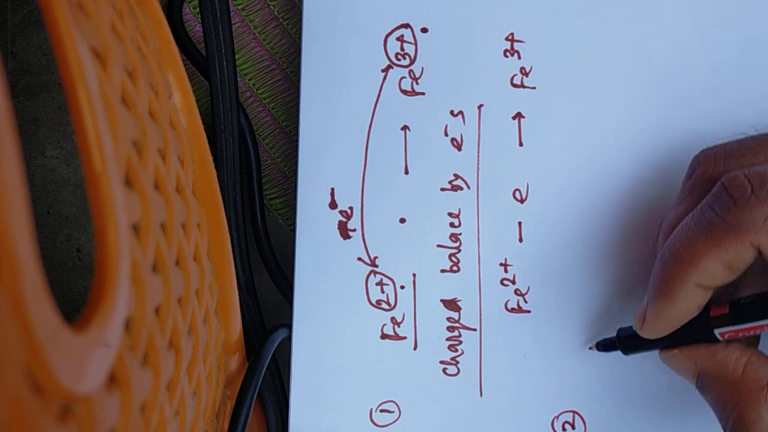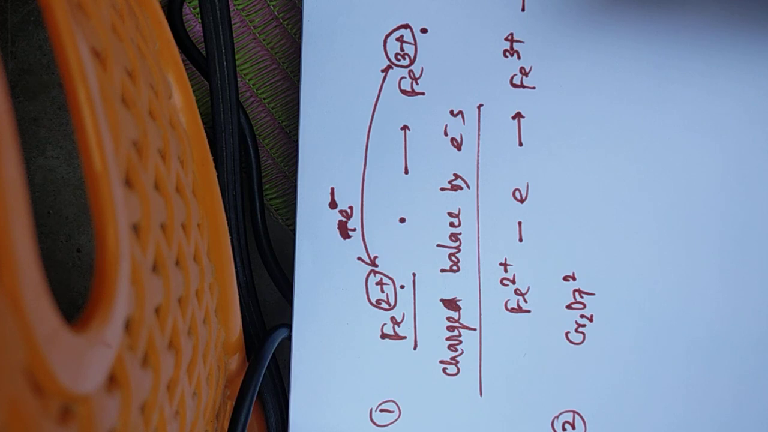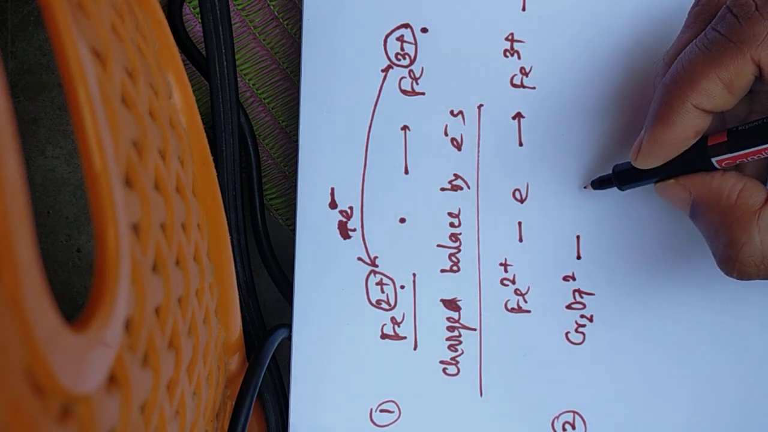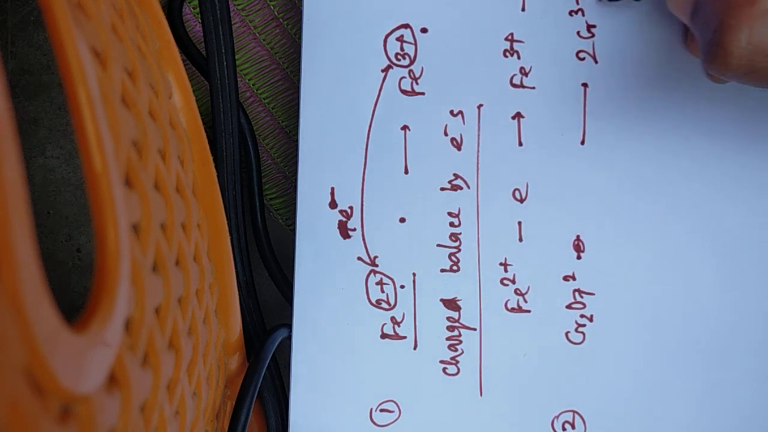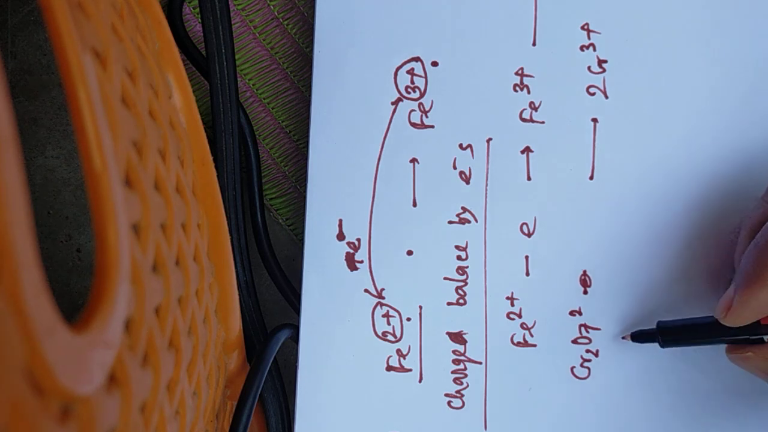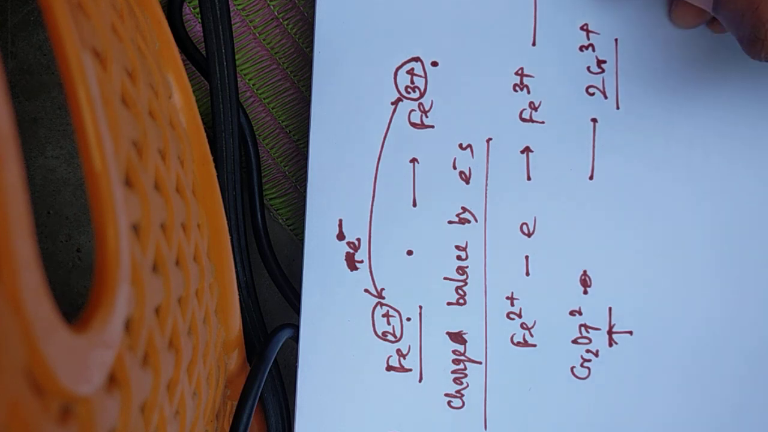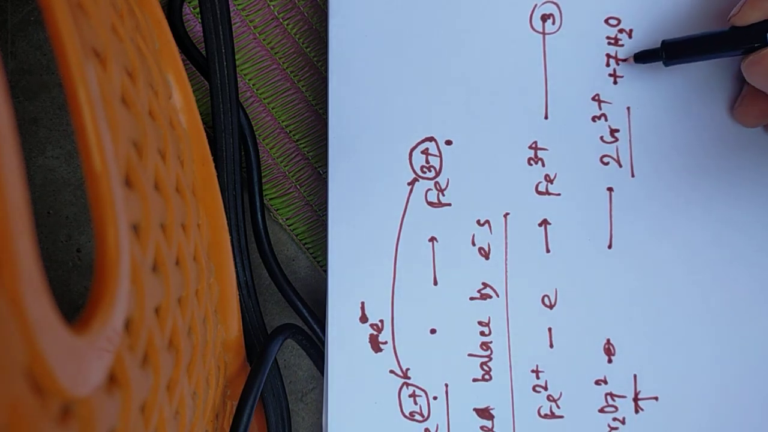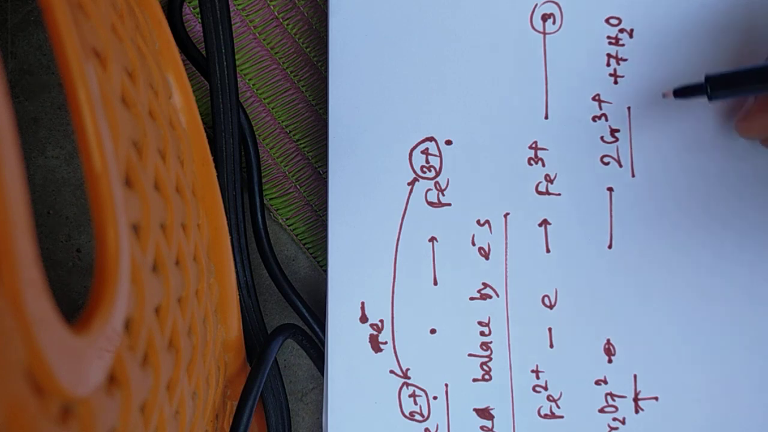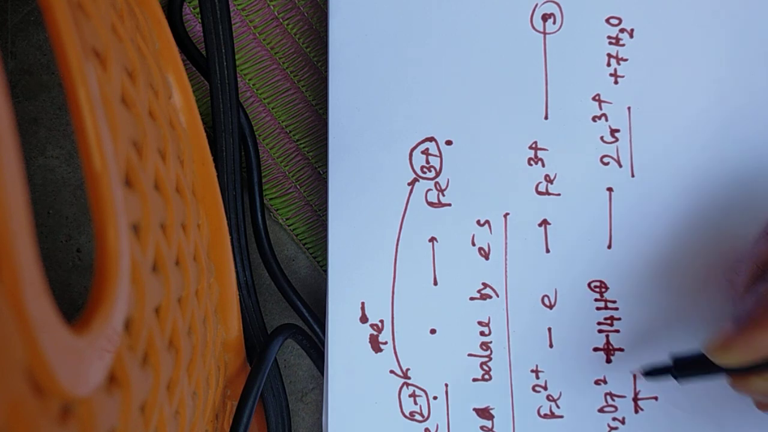Next equation, Cr2O7 2- to 2Cr3+. Here the number of oxygen atom difference is 7. So on the right side 7 water molecules will be added. So the total number of hydrogen atoms will be 14, 7 into 2 is 14. So on the right side 14H+ will be added.